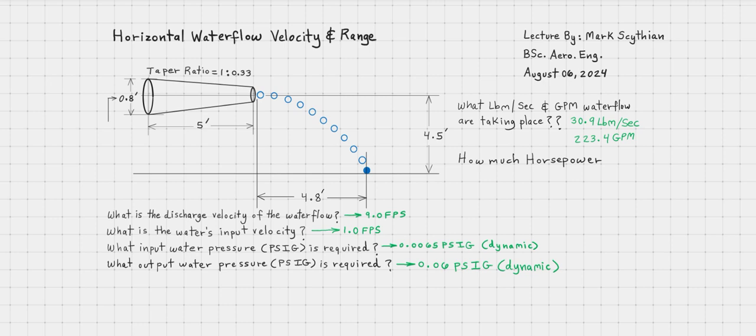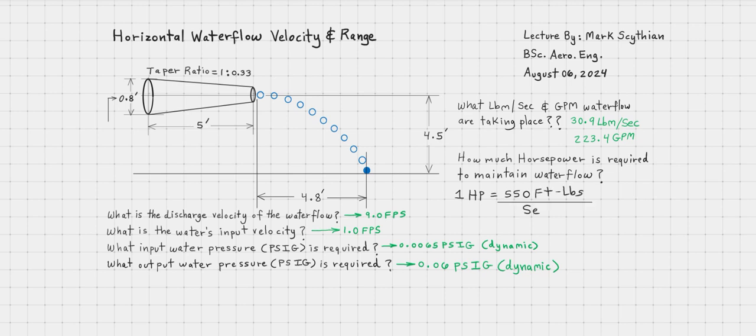So lastly, we have how much horsepower it will actually require to push that water through the larger input diameter, through the 5-foot duct and out the nozzle. So we have to define what a horsepower is. This is 550 foot-pounds per second, which is equal to 746 watts. If we divide these two values, 550 over 746, this translates to 0.737 foot-pounds per second. Mechanical power is equal to 1 watt.